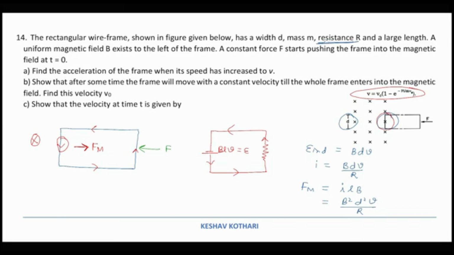Hence I can say that the net force which is going to act on this rectangular frame can be written in this way: F net is equal to F minus F magnetic, and we can write it as F minus B²D²V upon R, and this will produce an acceleration which we calculate by equating it to ma. So from here the value of acceleration can be calculated as (RF minus B²D²V) upon mR. So this is the value of acceleration which we have for this problem.